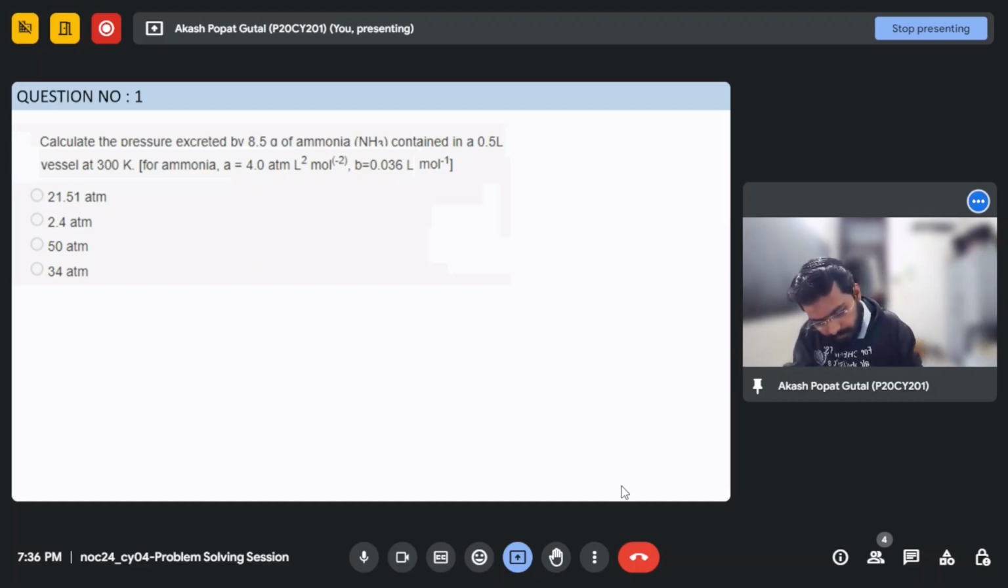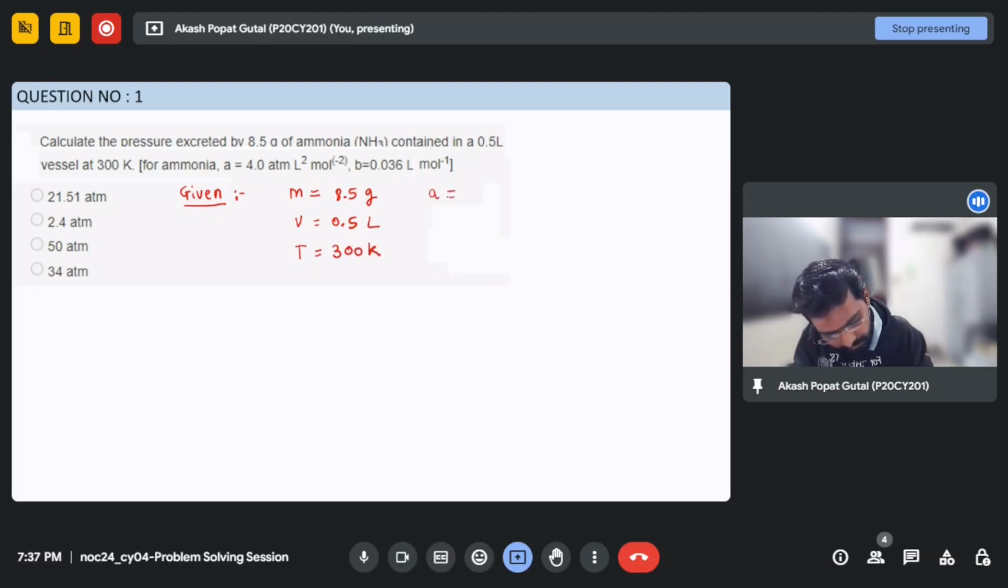So we'll solve it. We will extract the given things from this example. The first thing given is the mass of ammonia gas, which is 8.5 gram, containing a 0.5 liter vessel. The volume is 0.5, and the temperature given is 300 Kelvin.